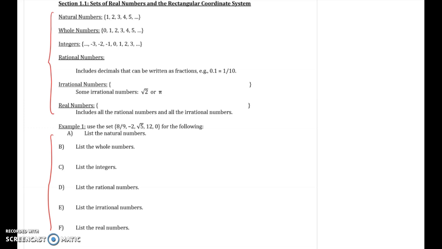Okay, so use this set, and based on this set, tell me which one is a natural number, which one is a whole number, or up to the F, list the real numbers.